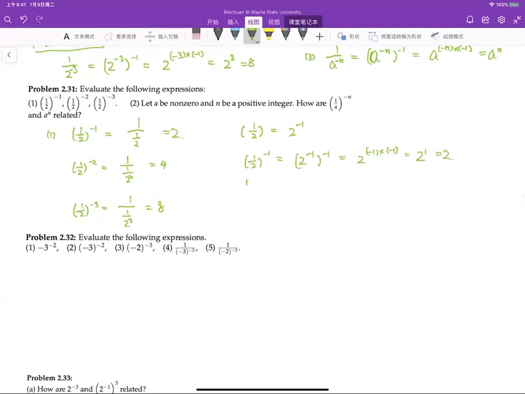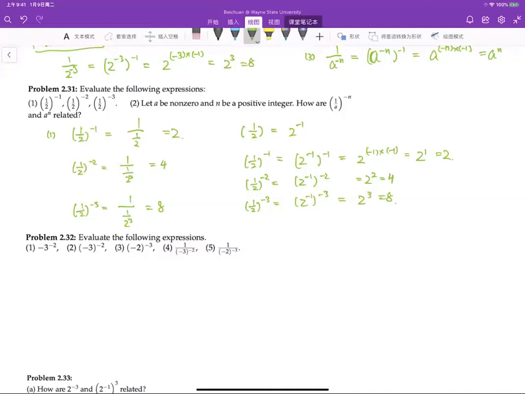So for the second, that's equal to 2 to the negative 1 to the negative 2. Again, you can multiply the two exponents together, so you have 2 squared, which is 4. For the last one, you can follow this pattern. So we have 2 to the negative first to the negative third. So you have 2 cubed, which is positive 8. So this is an alternative way to calculate this problem.